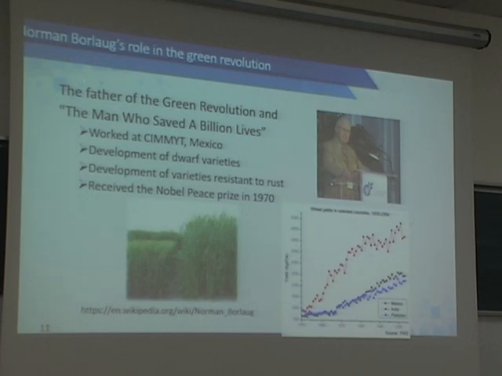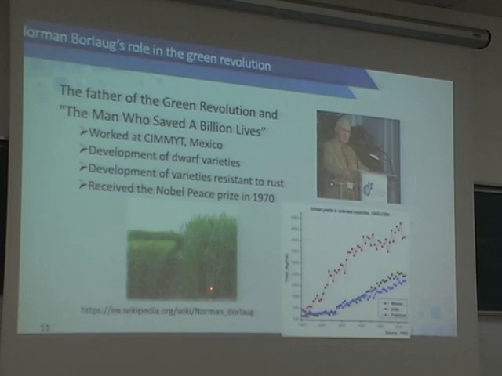Norman Borlaug is referred to as the father of the Green Revolution. Some even call him the man who saved a billion lives. He was a scientist from the United States who worked at CIMMYT in Mexico. CIMMYT, for those who are not familiar with it, is a large R&D institution focused on improving wheat and corn, and it received funding from different countries. He played an important role in developing dwarf wheat varieties, shown here.